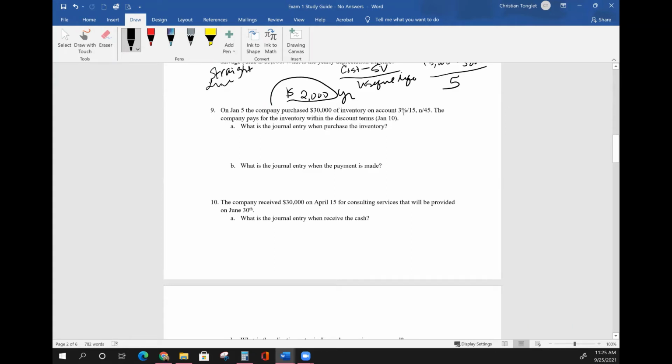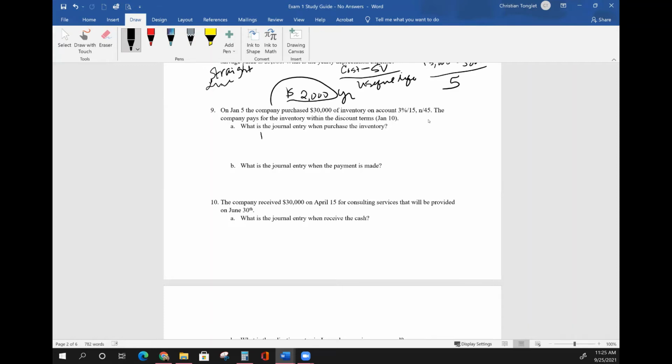Okay, so I might ask both of these, or I might just ask one part of it. What is the journal entry when we purchase the inventory? So what would my entry be when I buy the inventory on credit? I'm not spending cash yet. I'm buying it on account. I have to bring my inventory in. I'm adding to my shelf. My inventory is an asset account. So I'm going to debit inventory.